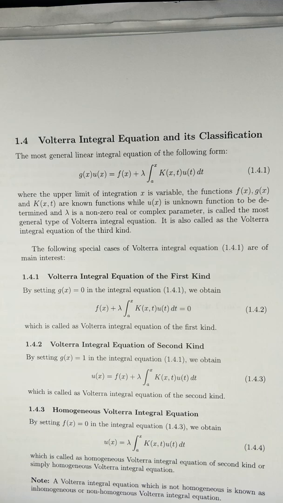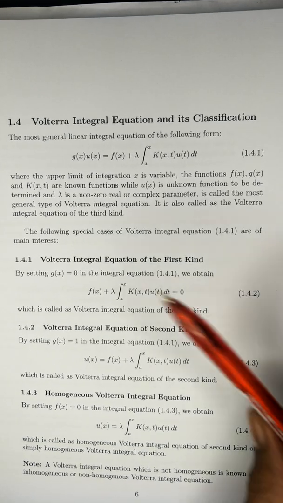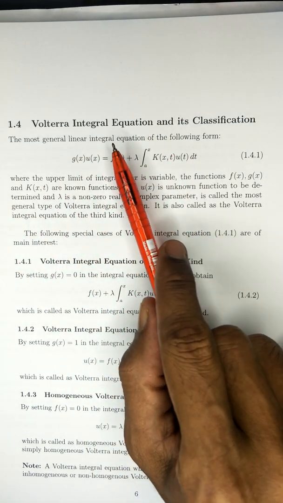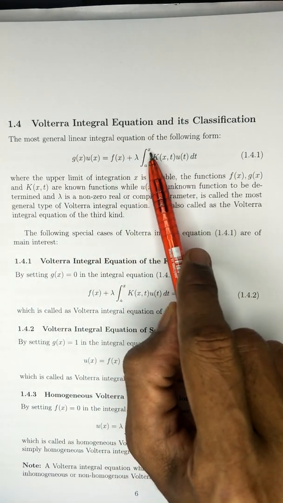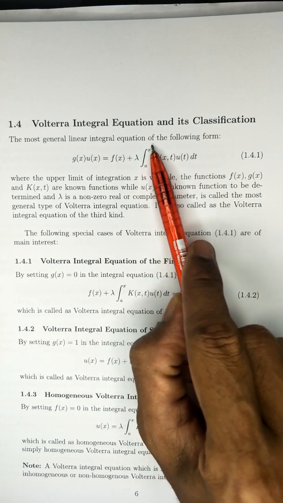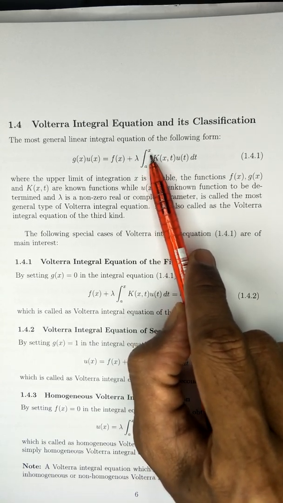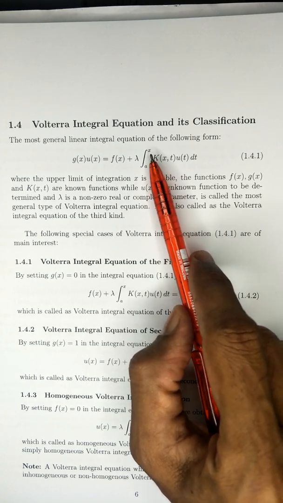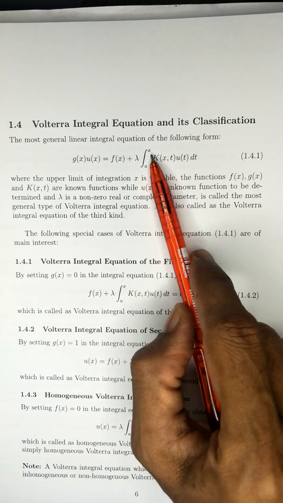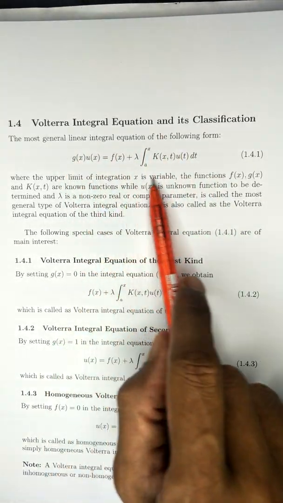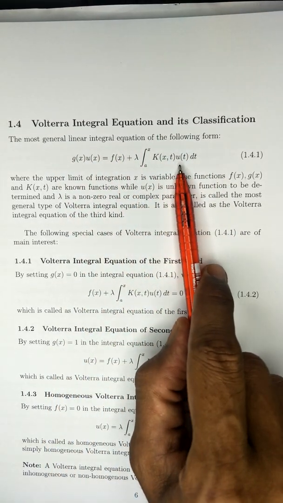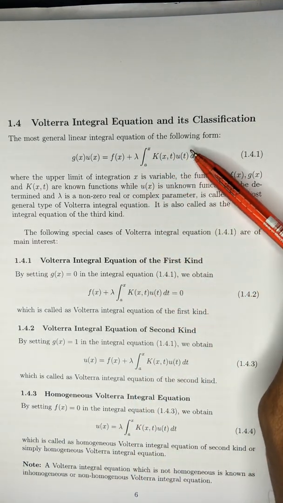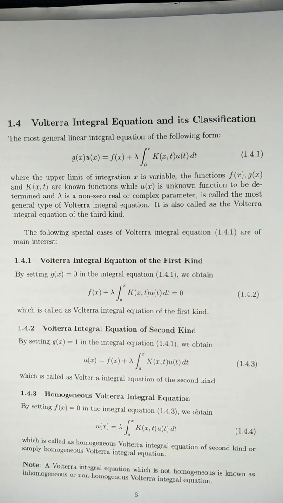Now we consider the Volterra integral equation. The difference between Volterra and Fredholm integral equations is that for the Volterra integral equation, the upper limit of integration is a variable, whereas for the Fredholm integral equation, the upper limit is a fixed number. This is the most general Volterra integral equation, and it is linear because u appears only once in the integral sign.